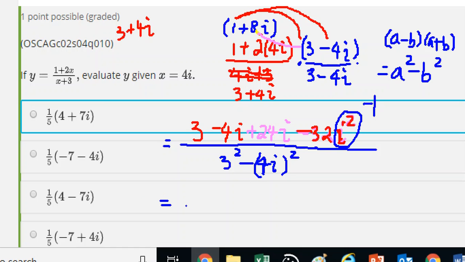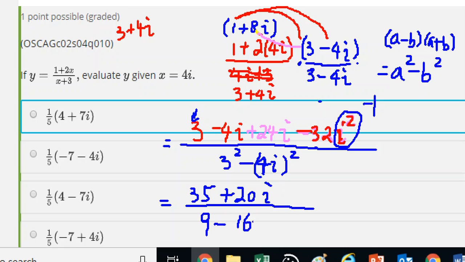Now, let's simplify the top. So this is 3, and this is minus 32 times negative 1, which is plus 32. So the very last term becomes plus 32. So 3 plus 32, we get 35. And here this is minus 4i, this is plus 24i. Negative 4 plus 24, you get 20, right? So plus 20i. Now on the bottom, we get 9 minus 16 i squared.